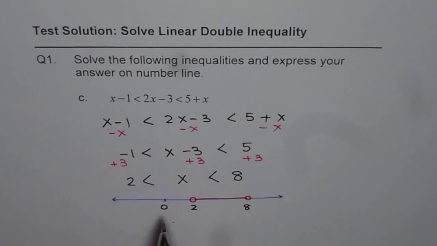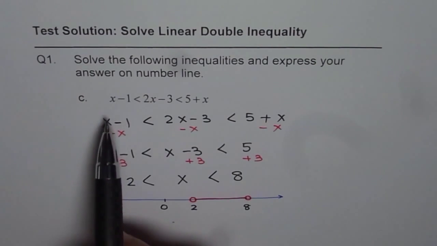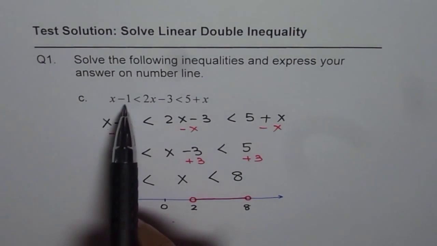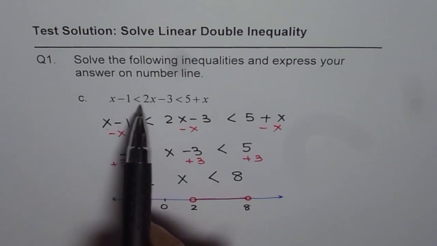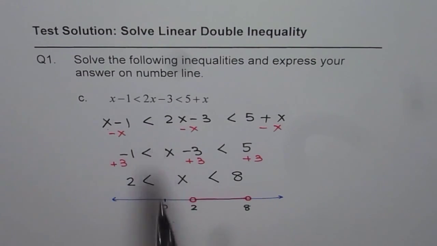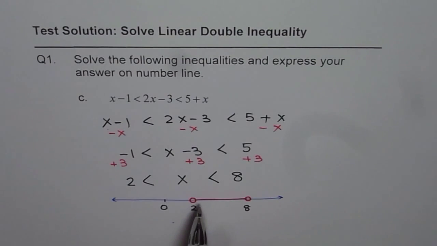So first let's see whether 0, which is not a part of the solution, works or not. If I put 0 here, then I get minus 1 is less than minus 3, which is incorrect. That's a good idea in case of double inequality to check it with your solution set itself. So we can take a test point, let us say 4 in between, right? So let me test here.